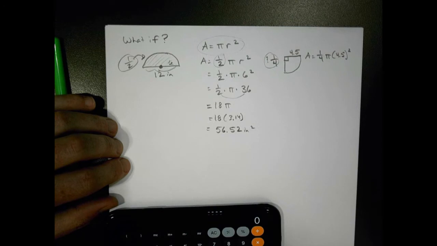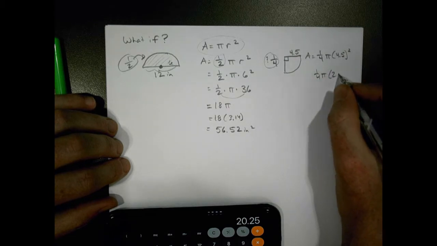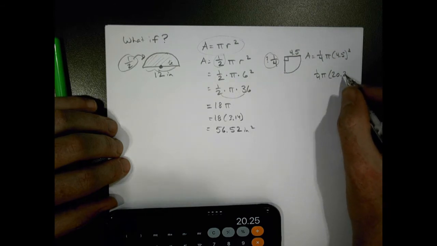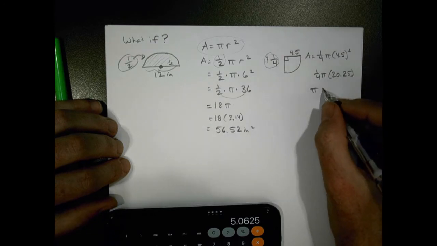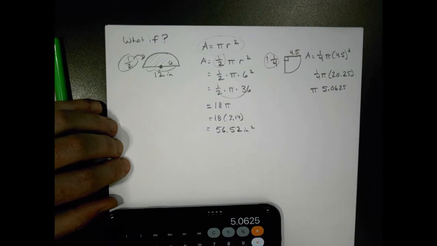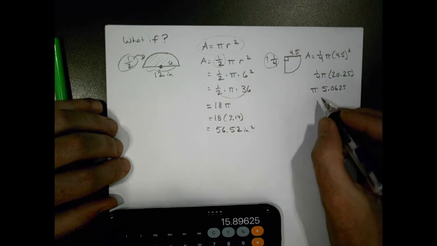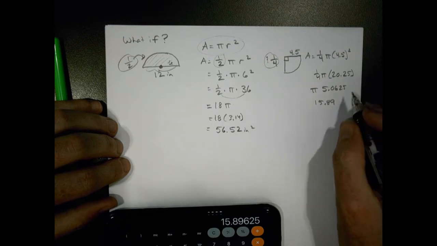So 4.5 squared is 4.5 times 4.5. Let me do that on my calculator. So I end up with 1/4 pi times 20.25. And I multiply that by 1/4. And now we have pi times 5.0625. And multiply that by 3.14. And we end up with 15.89896.